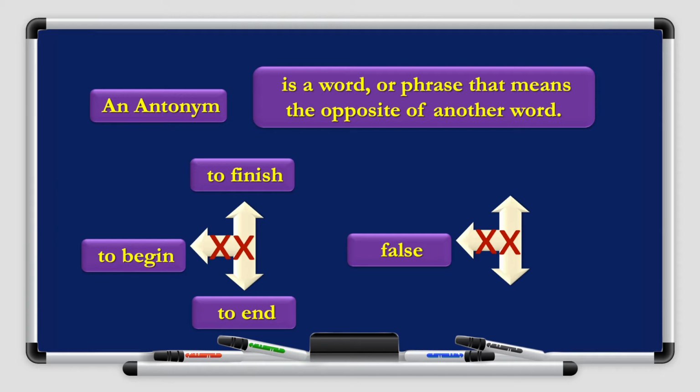Another example is the word false. An antonym for the word false is right and true. For example, false and true.